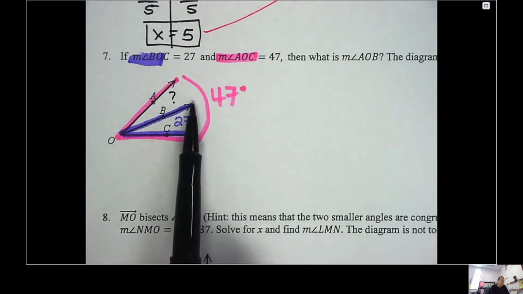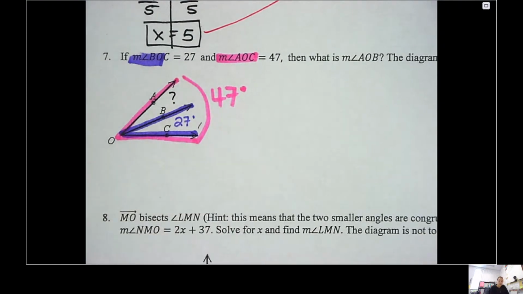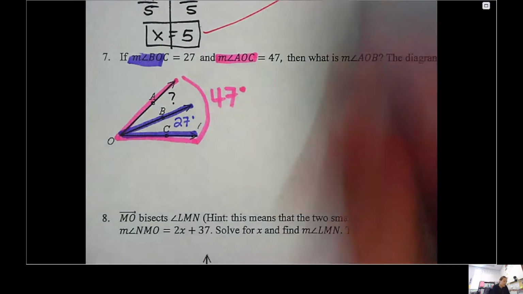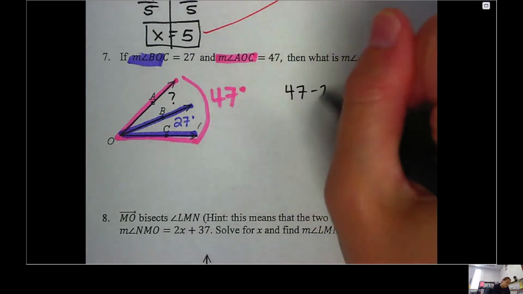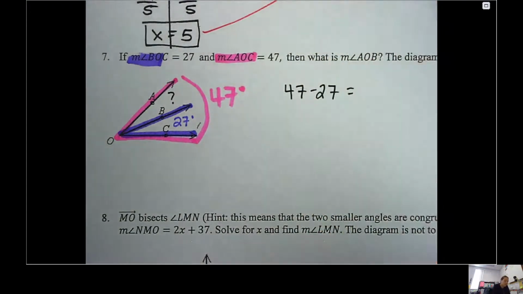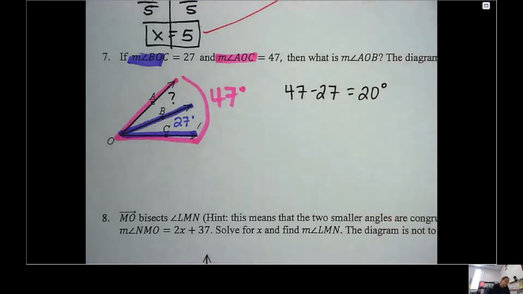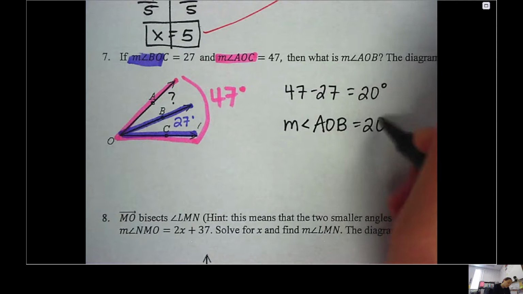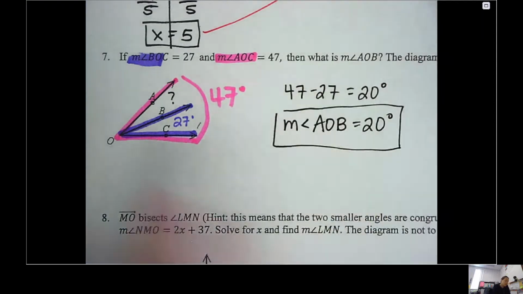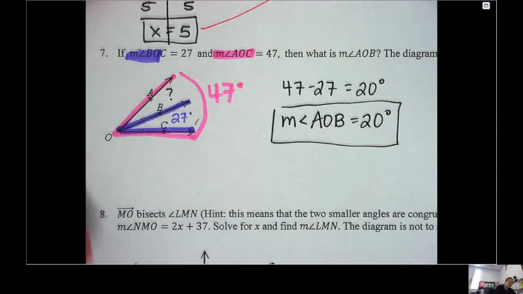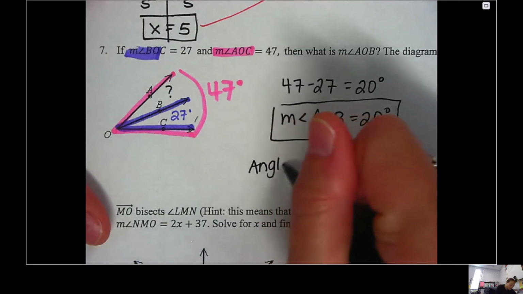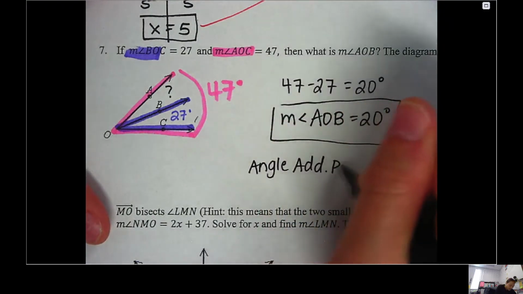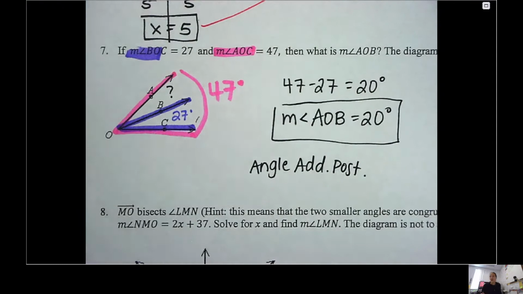You've already used up 27 of the 47. All you have to do is subtract the two numbers. And if you subtract them, you get 20 degrees. So the measure of angle AOB is equal to 20 degrees. 20 plus 27 gives me 47. This is the angle addition postulate. Just like the segment addition postulate, except instead of being segments, it's angles, hence the name.